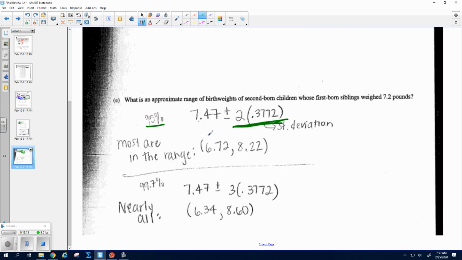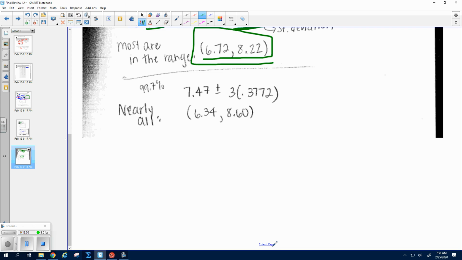So I'm going to add and subtract 2 times 0.3772 to get a confidence interval or a range. From 6.72 to 8.22, we're 95% sure that second baby is going to weigh somewhere between there. We could do 3 standard deviations if we want to be 99.7% sure. And so we would add 3 times that and get 6.34 to 8.6.